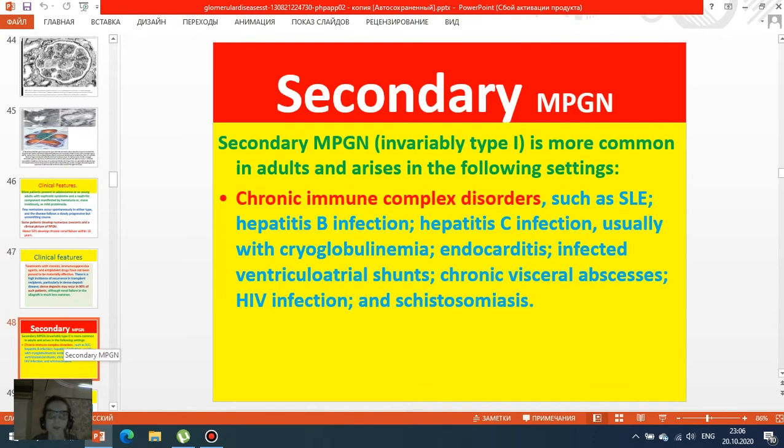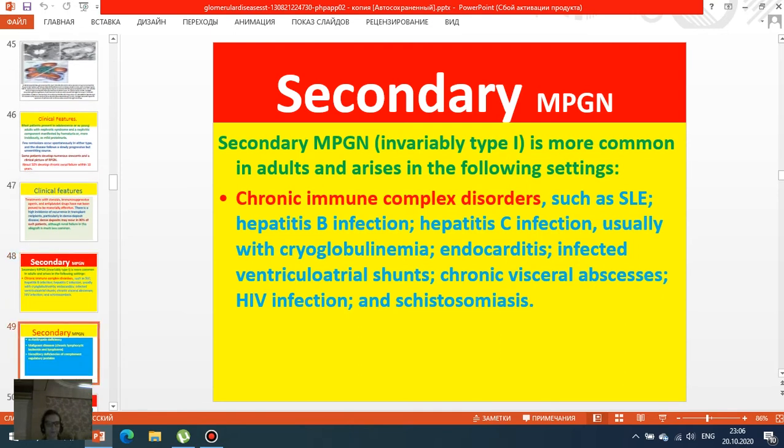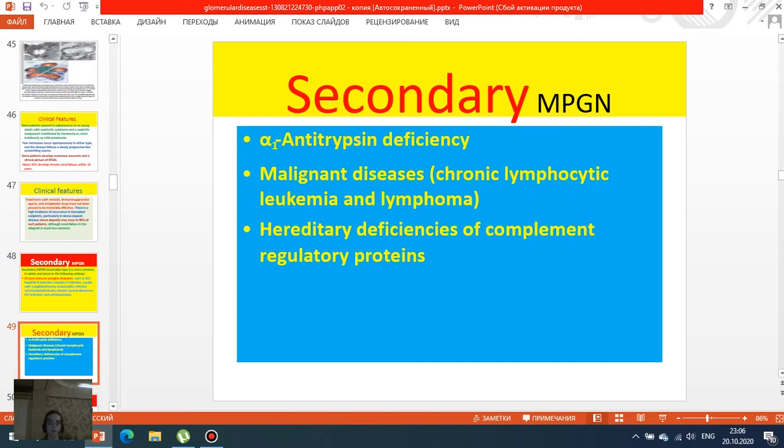Secondary membranoproliferative glomerulonephritis, usually type 1, is more common in adults and arises in the following settings: chronic immune complex disorders such as systemic lupus erythematosus, hepatitis B infection, hepatitis C infection usually with cryoglobulinemia, endocarditis, infected ventriculoarterial shunts, chronic visceral abscesses, HIV infection, and schistosomiasis. Also alpha-1 antitrypsin deficiency, malignant diseases, chronic lymphocytic leukemia and lymphoma, and hereditary deficiency of complement regulatory proteins.